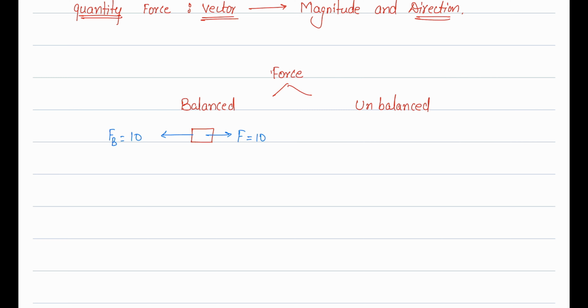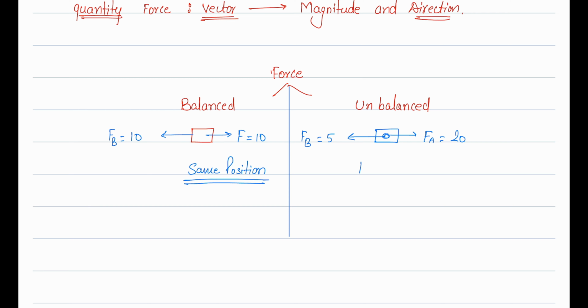Where will the body go? The body will remain at the same position. Yes or no? So it is called balanced. Clear? Second thing is called unbalanced. Let's say if I apply here FA is 20 and here FB is 5. So what will you say? It is unbalanced force.